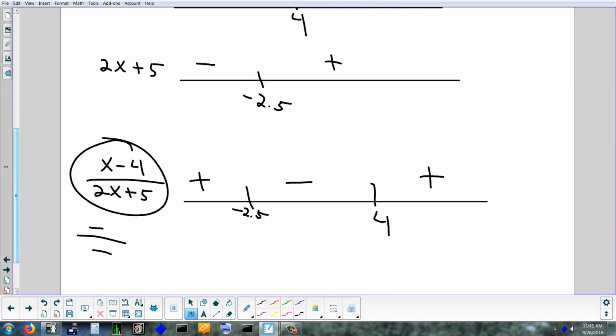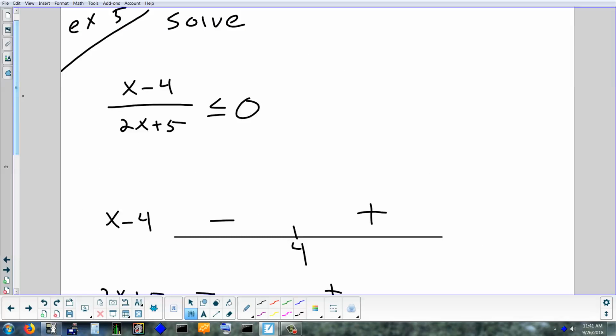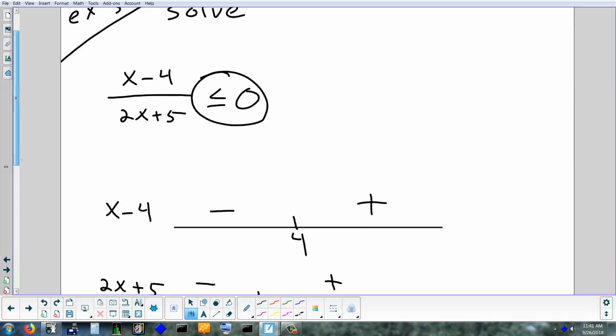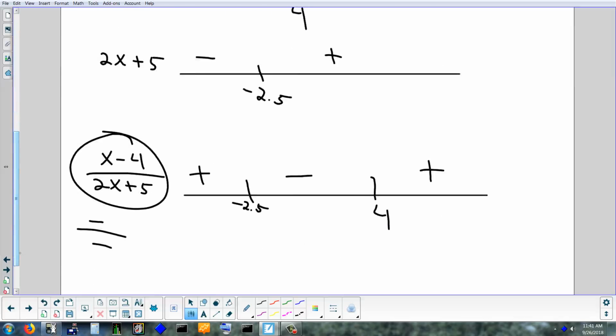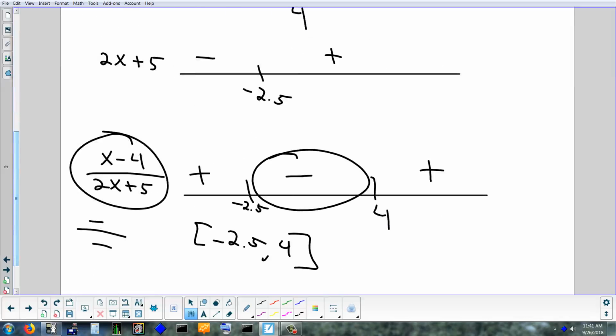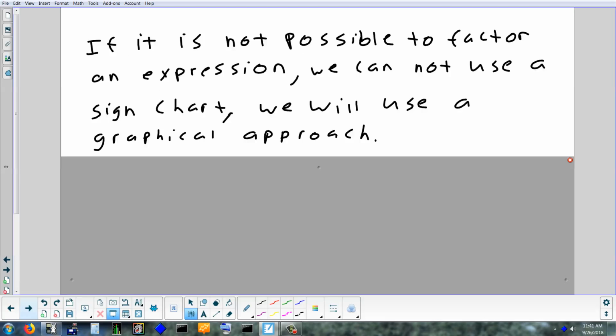Now I just have to scroll back up, and do they want to know where I'm positive or where I'm negative? They want to know where I am negative or equal to 0. So that's going to happen right there. Any number between negative 2.5 and 4. Any question on that? All right.